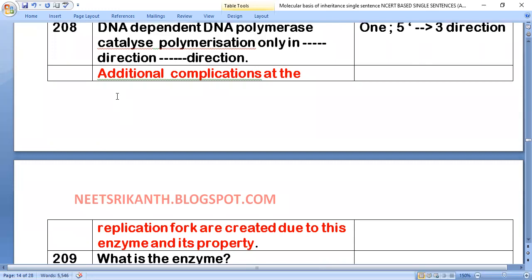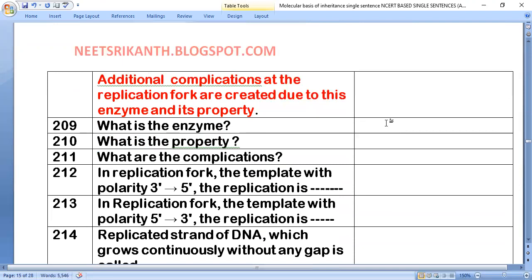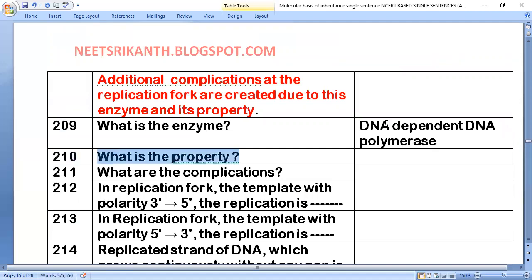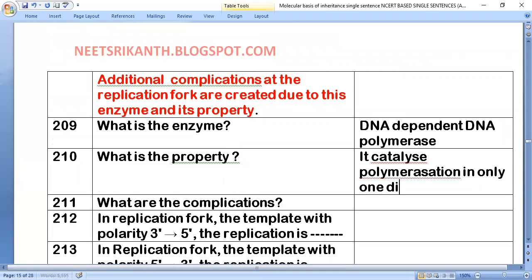Additional complications at the replication fork are created due to this enzyme and its property. What is the enzyme? DNA-dependent DNA polymerase. What is the property? It catalyzes polymerization in only one direction, that is the 5' to 3' direction.